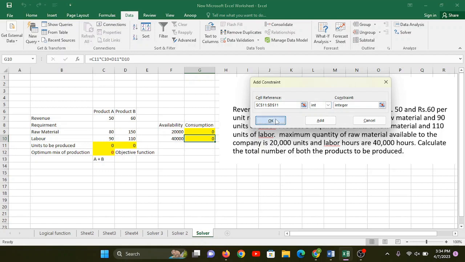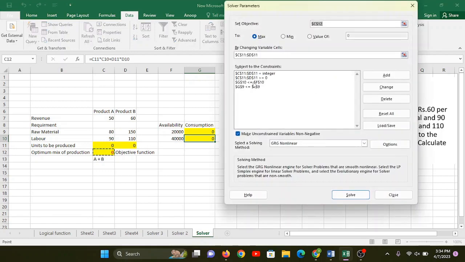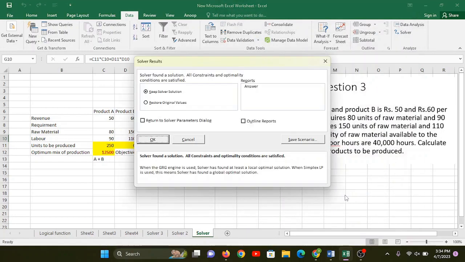And then when you say okay, you can see four constraints. First one is where both values have to be a whole number. Second one is where both values have to be greater than 0. Any production cannot go negative. Then the next two constraints are related to the consumption of material that you have. Maximization is done. Now we'll apply Solve. We are going to keep the Solver solution.